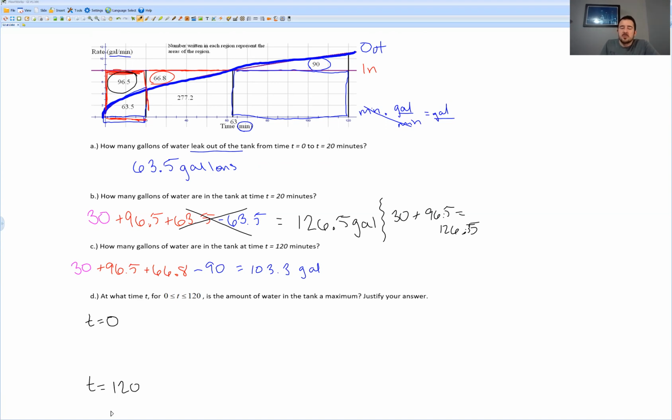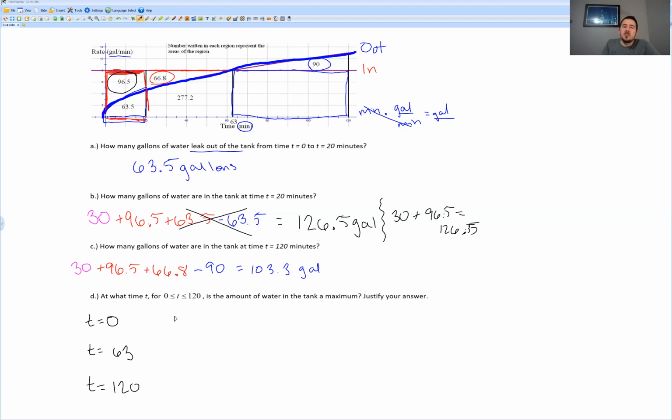It could happen at the end. Maybe overall, I've put in so much water that my maximum happens at the end. Or when I switched right at 63, I changed from gaining to losing. So it's possible that that could be a maximum as well. Any time in which I'm switching from a gain to a loss or a loss to a gain, that can be a minimum or a maximum.